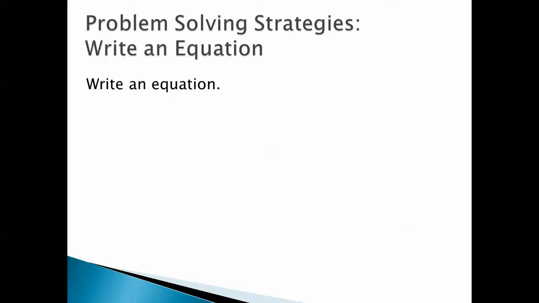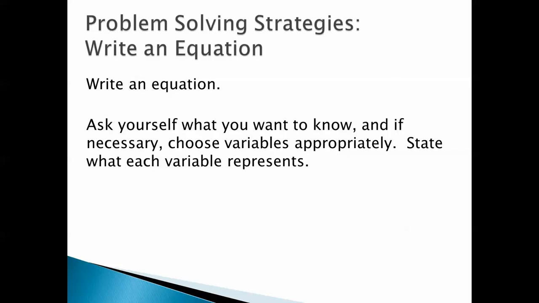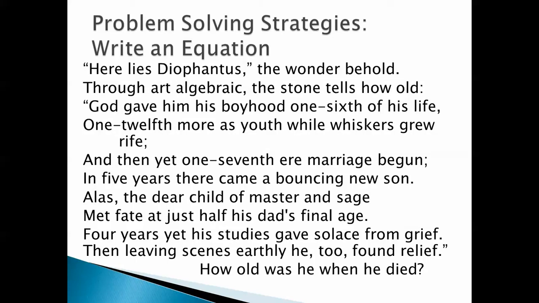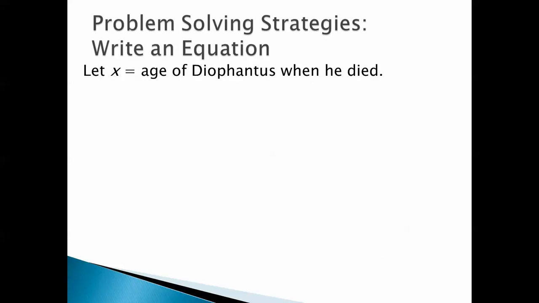Well, how do you take this riddle and write an equation? Ask yourself what you want to know, and if necessary, choose variables appropriately. State what each variable represents. That's another problem-solving strategy. So in this case, what do we want to know? Ultimately, we want to know how old Diophantus was when he died. So that's how we choose x. Let x equal the age of Diophantus when he died.